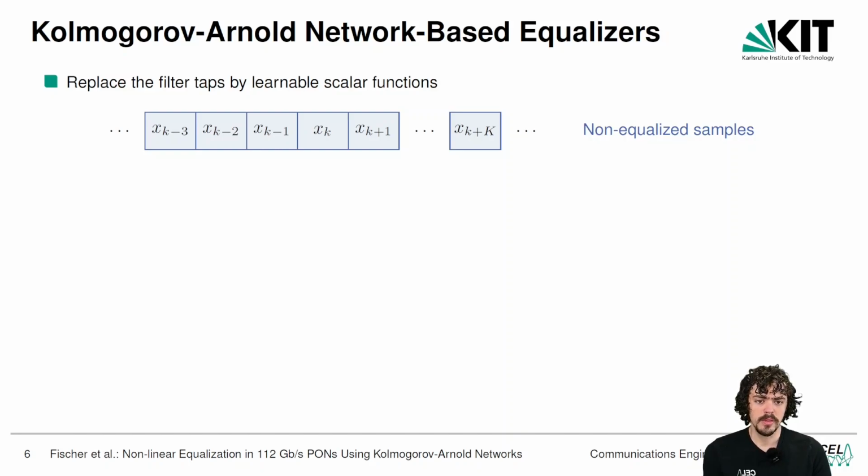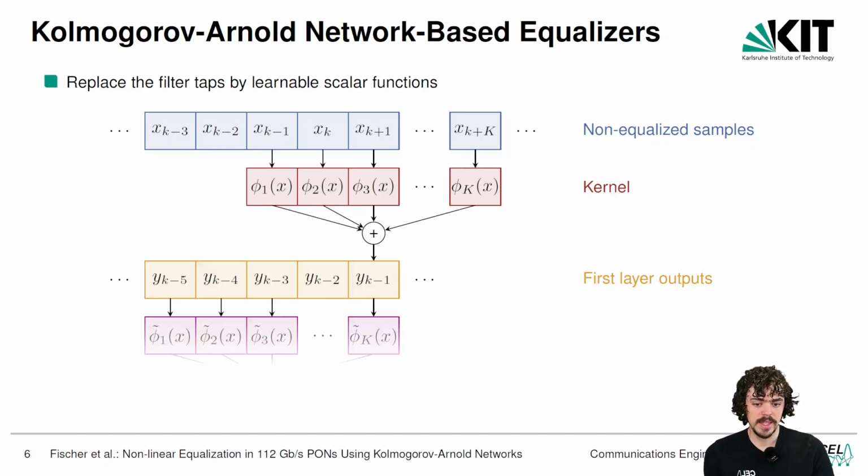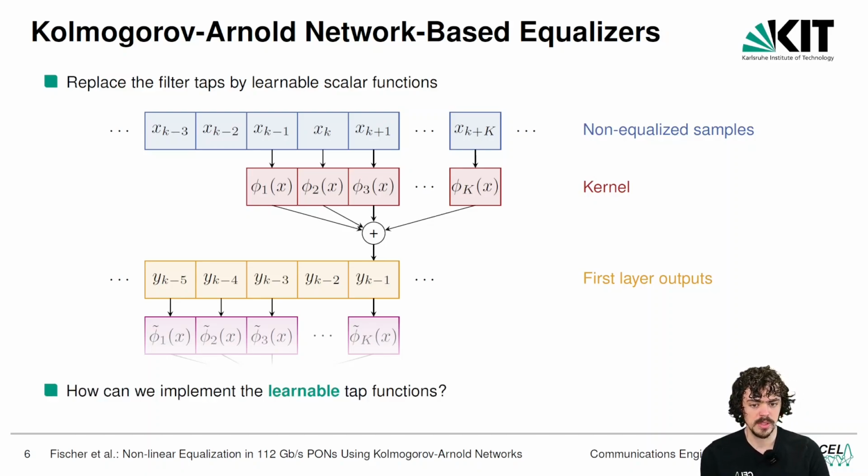Similarly, in Kolmogorov-Arnold networks, we start with the non-equalized samples. However, we replace the filter taps by learnable scalar functions. So this means that the kernel will still be convolved with the inputs in the sense that it will be shifted, and then the sum will be performed after the inputs have gone through the functions. However, instead of just multiplying the inputs, we run them through scalar functions that should be trained or adapted. And just like in regular CNNs, we stack multiple layers to refine the equalization process.